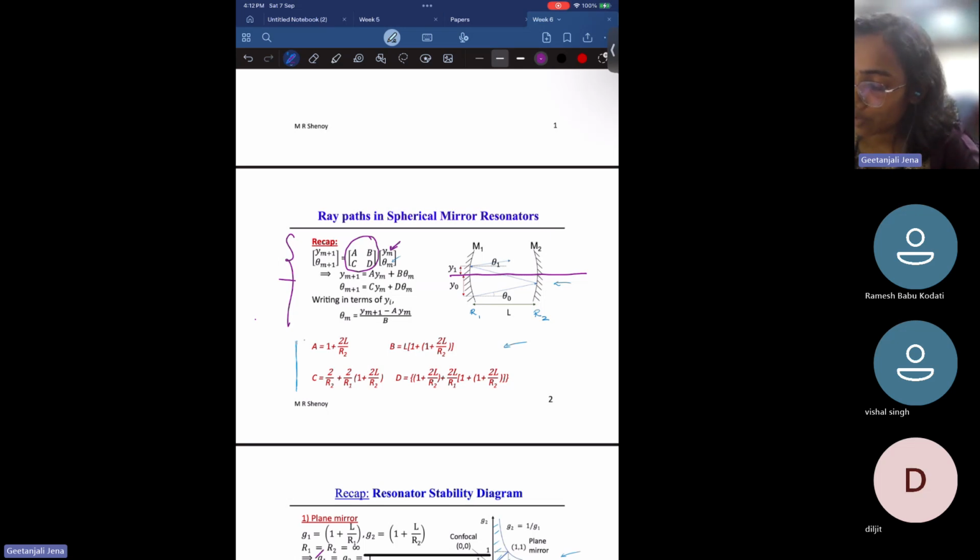So the values for A, B, C, D are what you get by multiplying the ray transfer matrix for propagation and the ray transfer matrix for reflection. After doing all that, you get the value of A as 1 plus 2L by R2, and B, C, and D are given by these expressions.